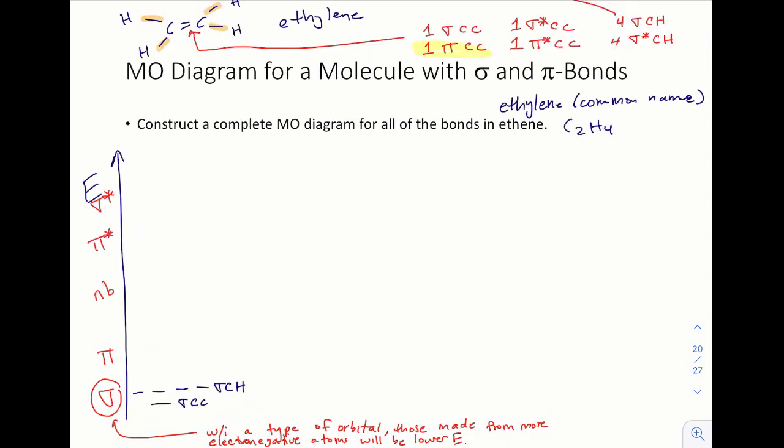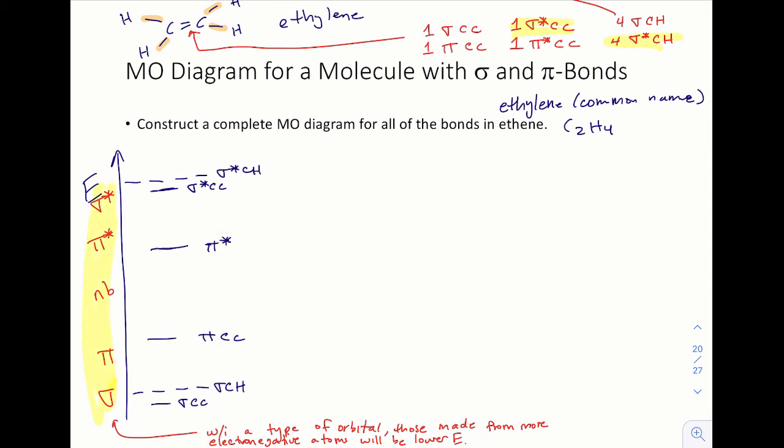Next, the pi CC orbital. After that, pi star, because there are no non-bonding electrons in ethylene, right? There are no lone pairs. Then after that, sigma star, and again, sigma star CC is expected to be slightly lower energy than sigma star CH. So we had these two principles we used for organizing the orbitals.